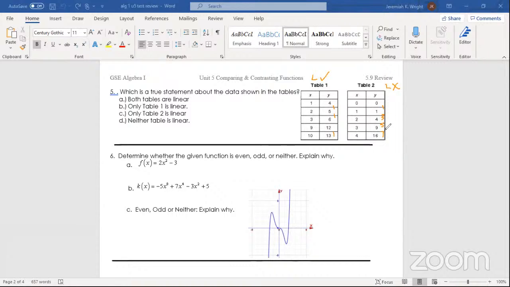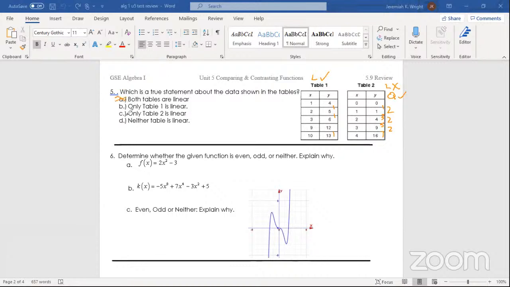Let's look at the second difference. 7 and 5, the difference is 2. 5 and 3, the difference is 2. 3 and 1, the difference is 2. So it looks like this is quadratic because the second difference was consistent.